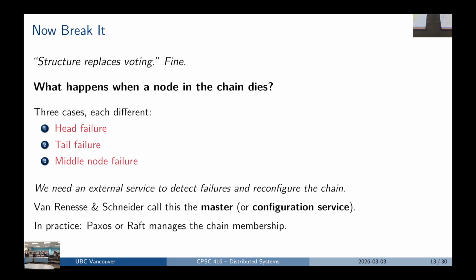And now we get to failure. What happens when a node in the chain dies? There are 3 cases that we're going to analyze. What happens when the head fails, what happens when the tail fails, and what happens when something in the middle fails.